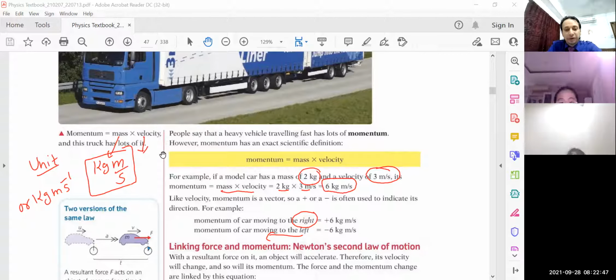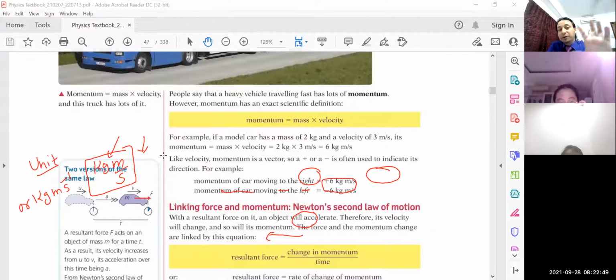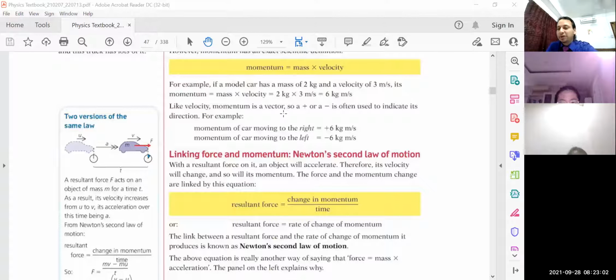Next, children. This is something I have not finished with the momentum topic, and I will come back to it. There are so many things to discuss on momentum, but I want to go as per the information given in this book. So the next topic is force and momentum, the relation between force and momentum. This is also an important topic, children. How force is related to momentum.